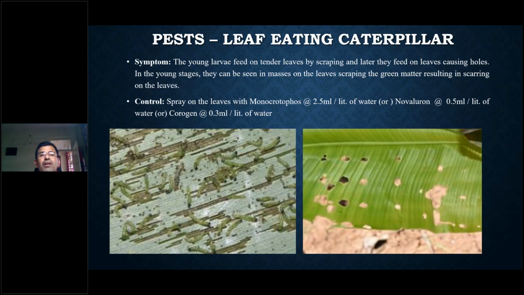If it is an adult, the matured larva drills the leaf and makes holes. To control this, you can spray monocrotophos at the rate of 2.5 ml, or novaluron 0.5 ml, or Coragen. Coragen is the best way to control this pest. If you use 0.3 ml per liter of water, it's easy to manage.